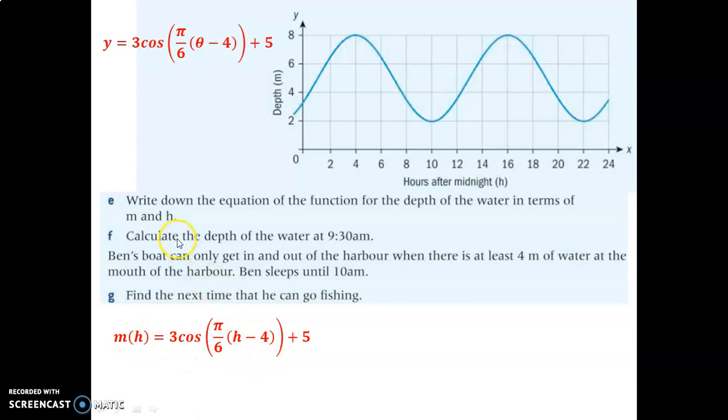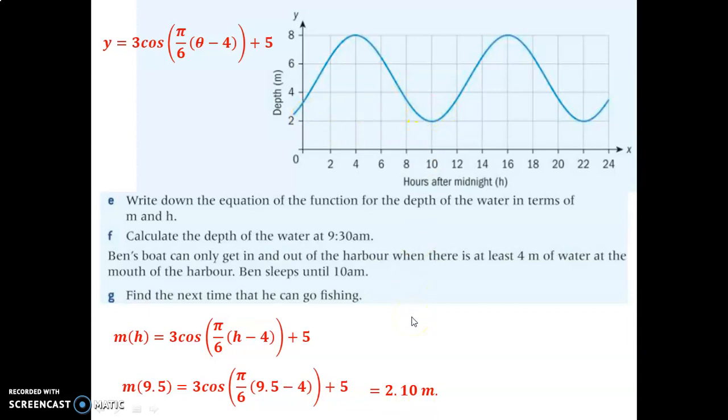Okay, now calculate the depth of water at 9:30. So our input is 9:30. What would that be? Well, our input would be 9.5. Put that into the function, calculate it, what do you get? Okay, we get 2.1, and we can confirm that on the graph. 9.5 would be about here, 2.1 meters of depth, makes sense.